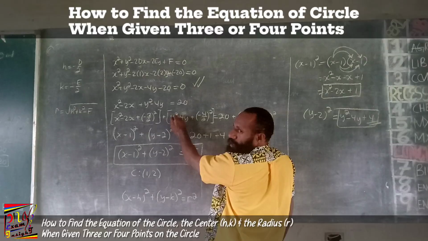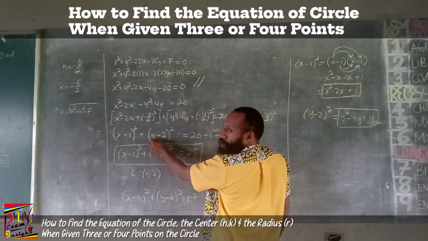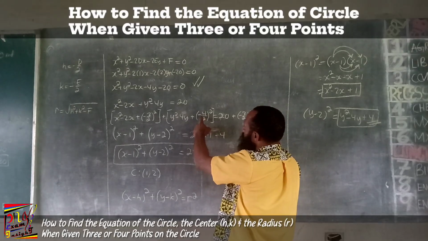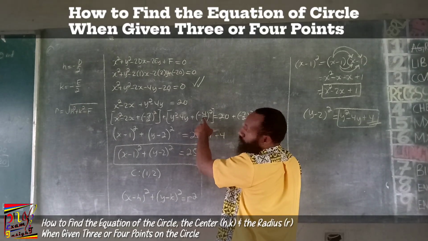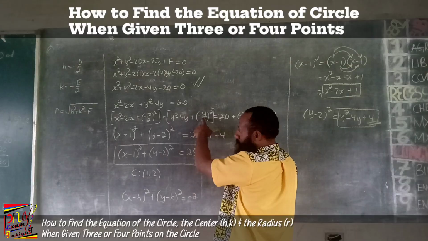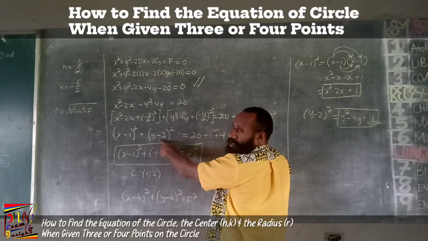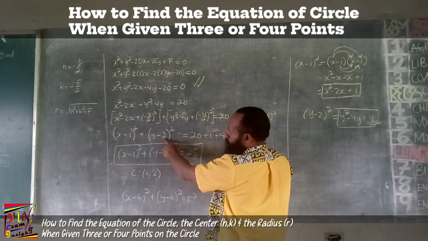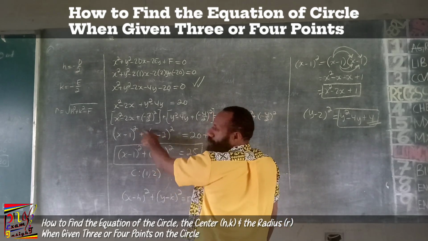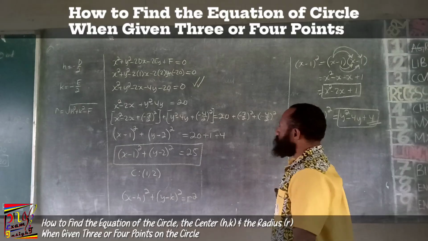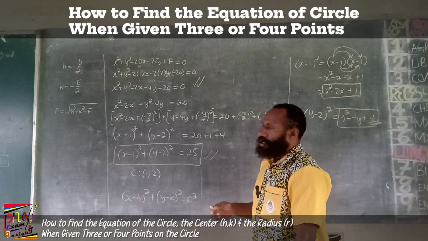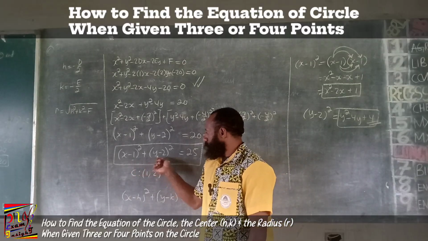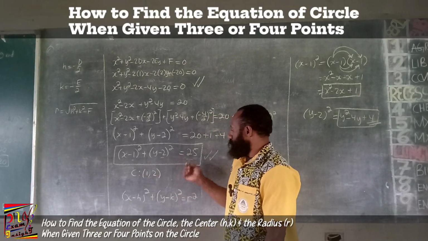Likewise for the y term as well. The y term is a square, so I just write y. Before, negative 4 divided by 2 is negative 2. So therefore I'm just writing negative 2, without writing the square. And then outside the brackets I'm putting the square. Can you see? So that's how you go about it. So that's how you arrive at the standard form equation. And then from the standard form equation you can identify your center and your radius.